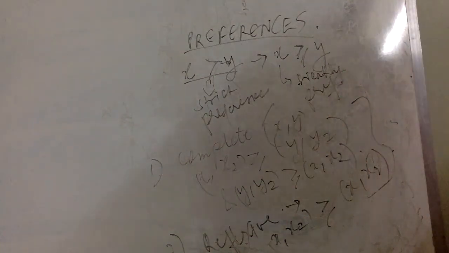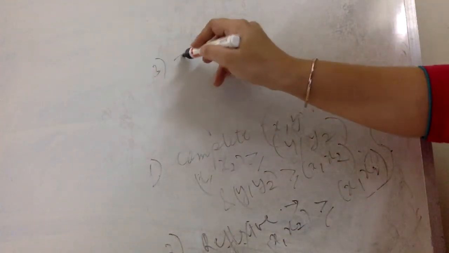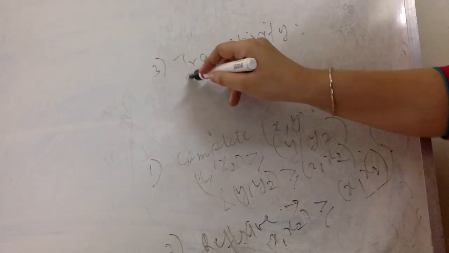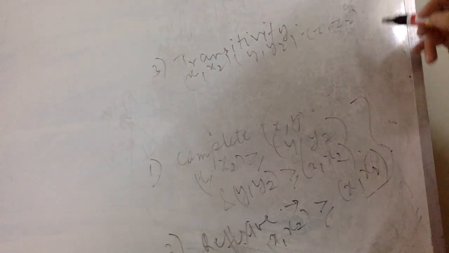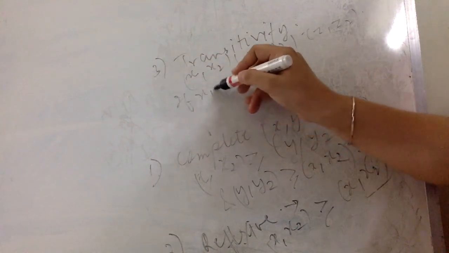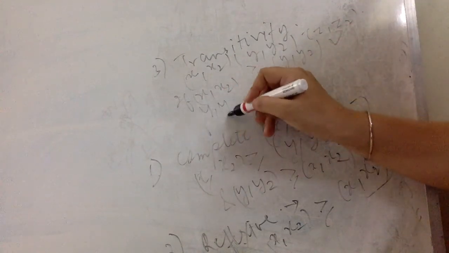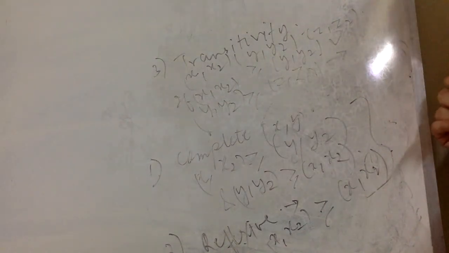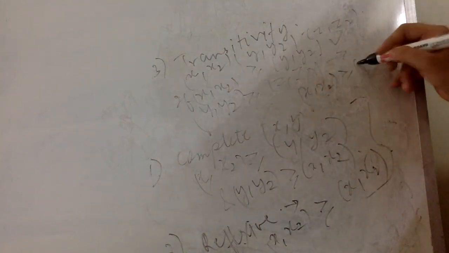The third property is transitivity, which means suppose there are three bundles x1 x2, y1 y2 and z1 z2. If x1 x2 is weakly preferred to y1 y2 and y1 y2 is weakly preferred to z1 z2, then by the transitivity property x1 x2 is weakly preferred to z1 z2.